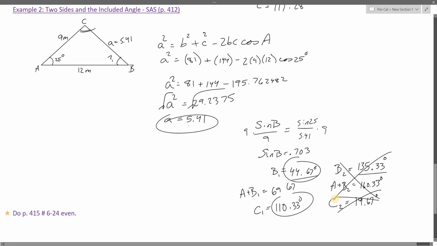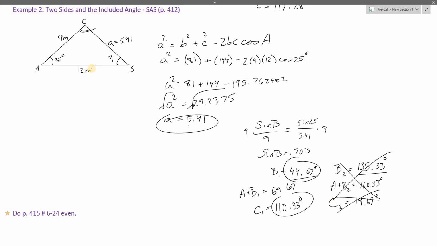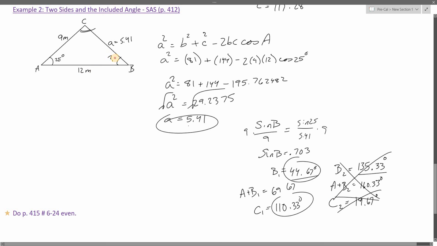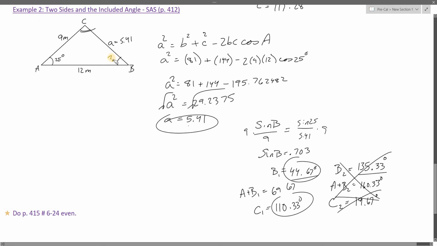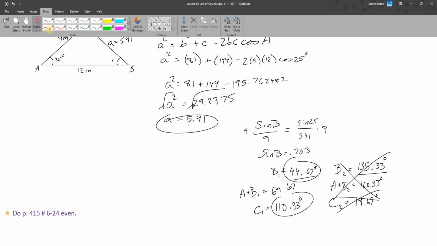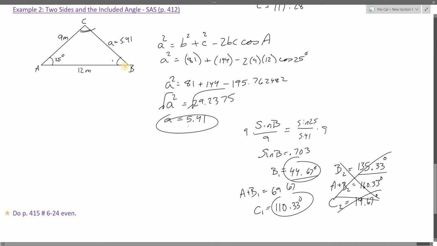C is the largest angle, and so the best one we can come up with is that B is in fact, going up here, erase that, and we can say that C is in fact 110.33 degrees, and the other one is in fact 44.67 degrees, so 44.67.